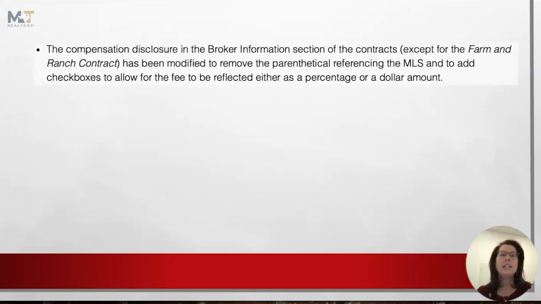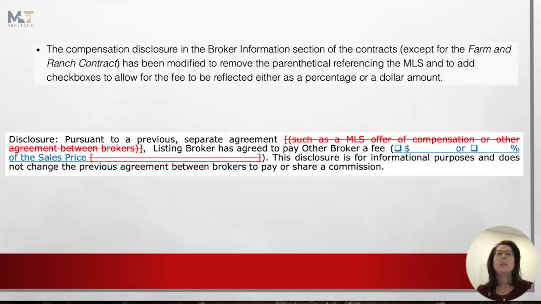The next change is the compensation disclosure in the brokerage information section of the contract, except for the farm and ranch contract, has been modified to remove the parenthetical referencing the MLS and to add checkboxes to allow for the fee to be reflected either as a percentage or a dollar amount. And this is utilized when we know ahead of time if the seller has agreed in the listing agreement to go ahead and pay the other broker's compensation.